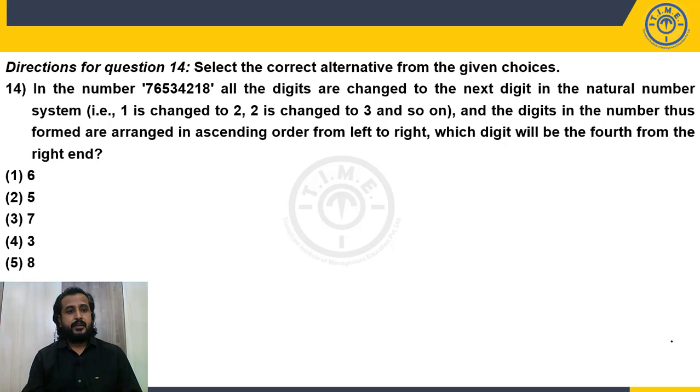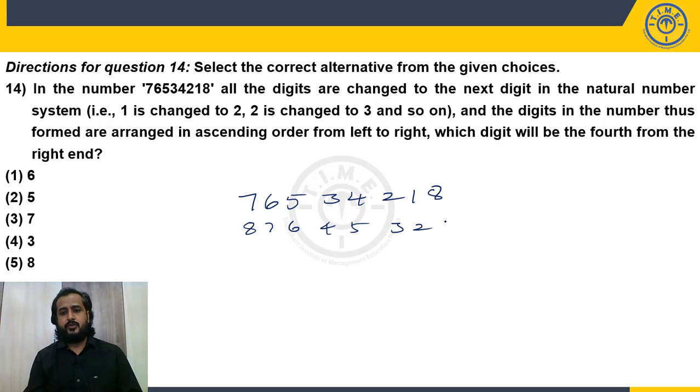What is given here? In the number 765,34218, all the digits change to the next digit in the natural number system. 1 is changed to 2, 2 is changed to 3 and so on. Okay, let's change it. 7 becomes 8, 6, 7, 5, 6, 3, 4, 4, 5, 2, 3, 1, 2, 8, 9. And the digits in the number thus formed are arranged in ascending order from left side to right side. Ascending order: 2, 3, 4, 5, 6, 7, 8, 9.